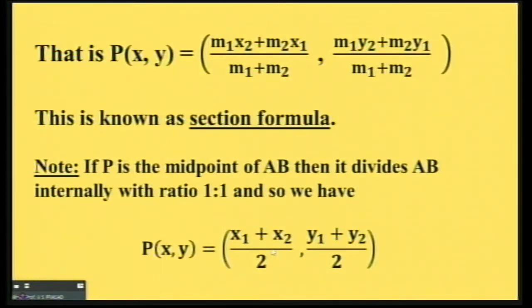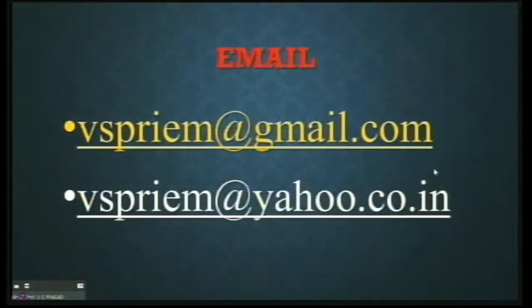Therefore, if P is the midpoint of AB and it divides AB internally in the ratio 1:1, then we can see the formula by putting m1 equal to 1 and m2 equal to 1. We will see that the coordinate of that point is simply given as x1 plus x2 divided by 2 and y1 plus y2 divided by 2. I think we are not in a position to prove this formula. It needs a little time. I just stated this formula.